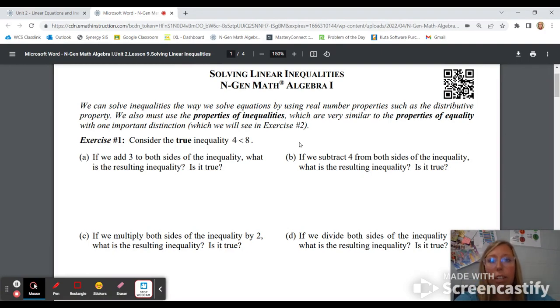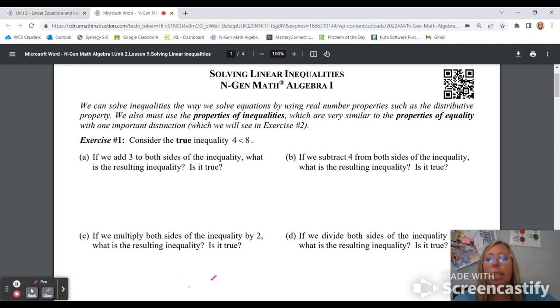We're solving linear inequalities, which should be relatively familiar to you from middle school, but we definitely need to review and practice. So the first couple of exercises are just getting you into thinking about what an inequality means and how it works, and then we'll dive into the meat of this lesson with actually solving some linear inequalities in just a moment.